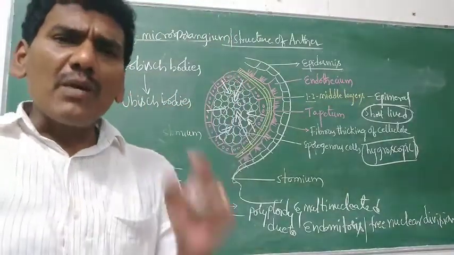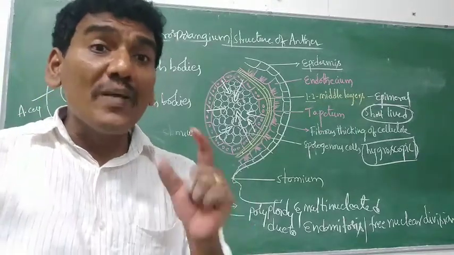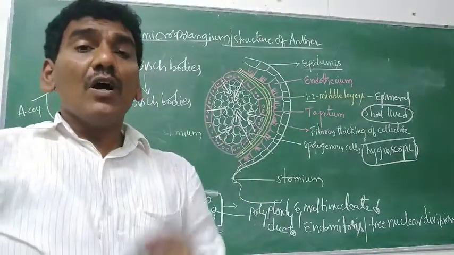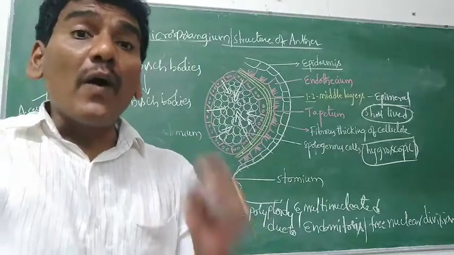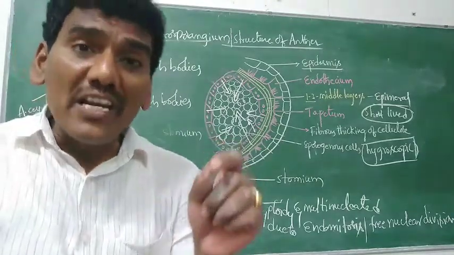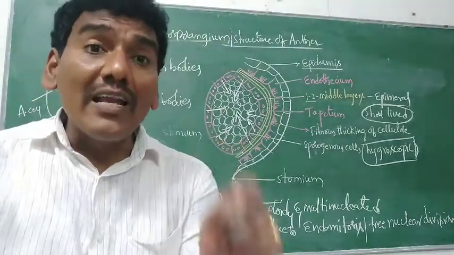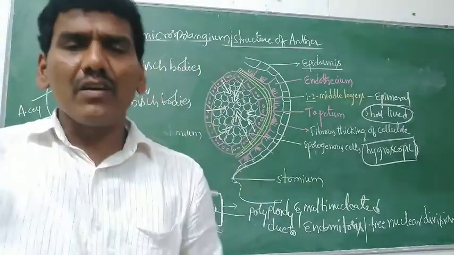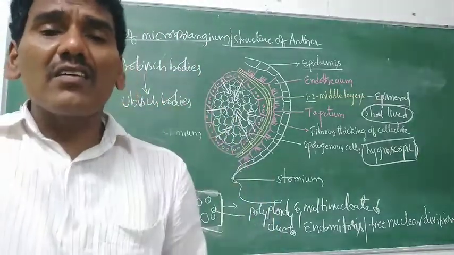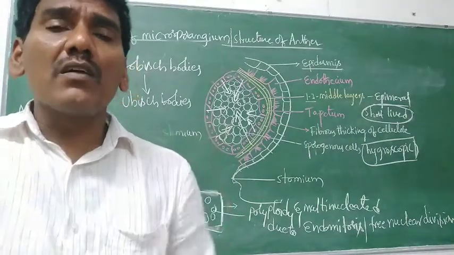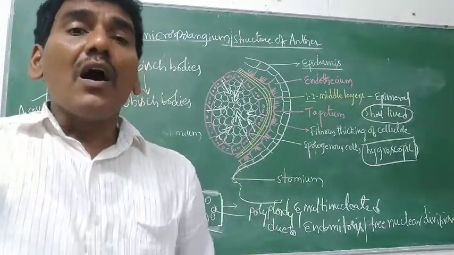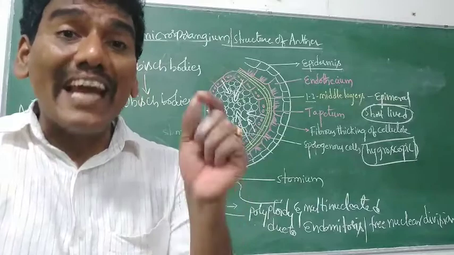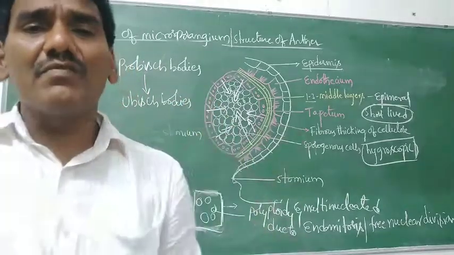Next one. What is the main important function of the ubisc bodies? Ubisc bodies participate in the formation of the outer wall layer, the exine, of the pollen grain. Once again, revision. Ubisc bodies are mainly helpful for the formation of the outer wall layers of the exine of the pollen grain.